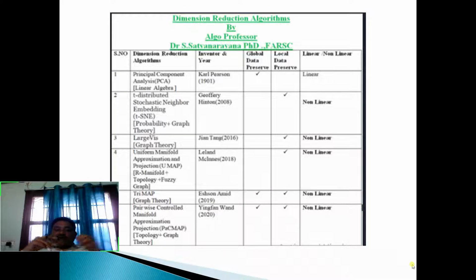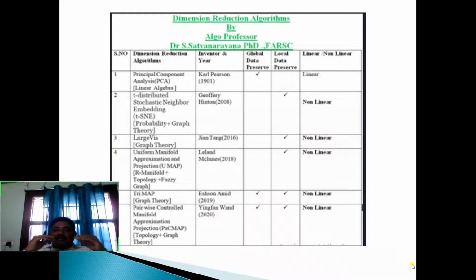Ian Ahmad designed the TriMap model. That is simply a graph theory model. It also preserves global data and local data in this context. The last and foremost one, which nowadays all companies are using, is PaCMAP, pairwise controlled manifold approximation. It looks like an extension of UMAP. The UMAP algorithm has some drawbacks: you don't get global data preservation. That they can find by applying a topology concept and graph theory concept. So Yingfan Wang designed global and local data preservation. They can find the best patterns from a higher dimension to a lower dimension.